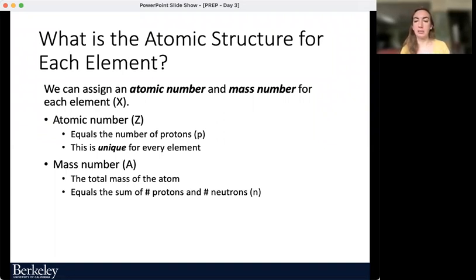I got a question in the chat about how to figure out the number of neutrons. You are right, but we're not there yet. So yes, but hold tight.